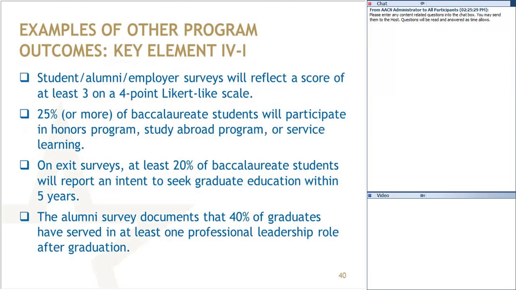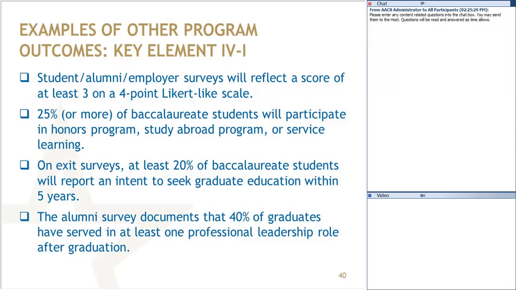A school might decide that for their students, they want their students to participate in a particular program that they take pride in, their honors program, a study abroad program, or service learning. So a school may say that 25% or more of our baccalaureate students will participate in the honors program, or will participate in the study abroad program, or 25% will have an opportunity to participate in service learning. Then they would see how many students actually did that and compare to see whether they met their 25%.